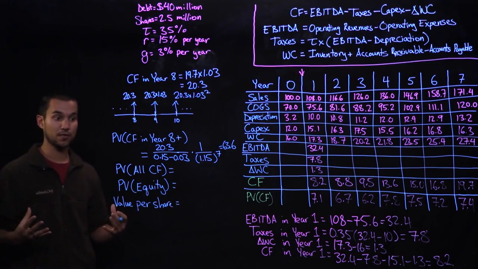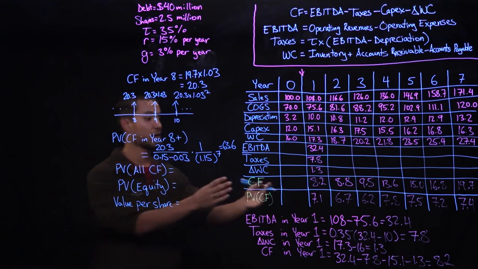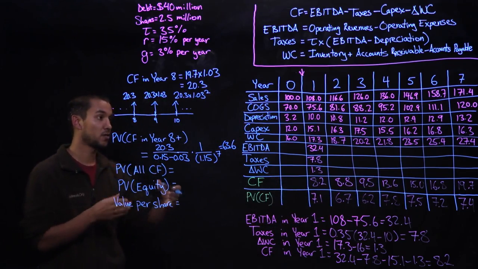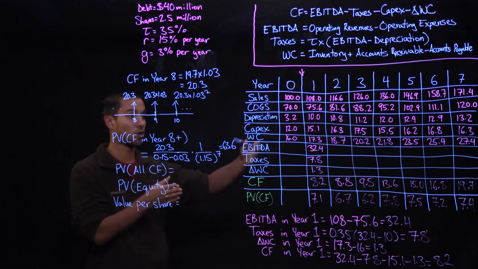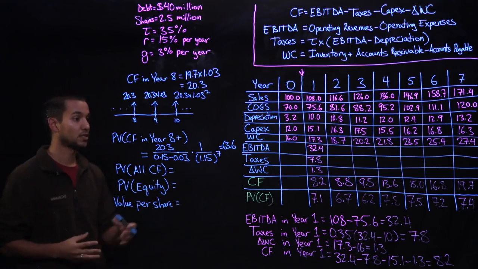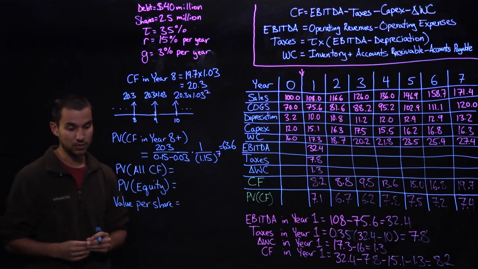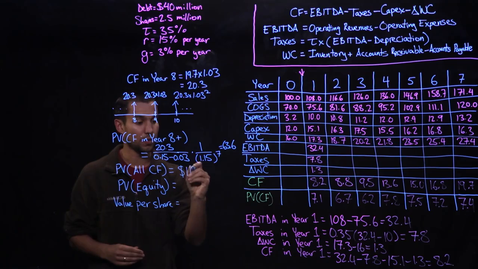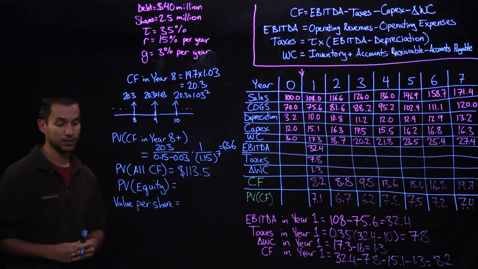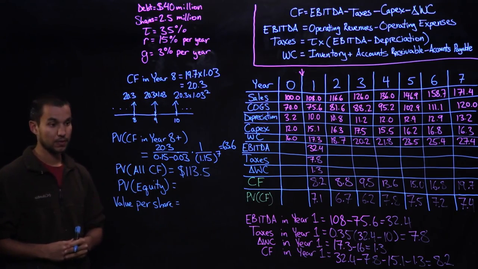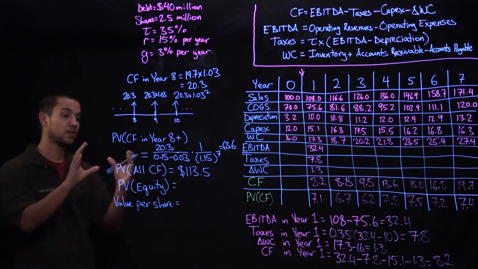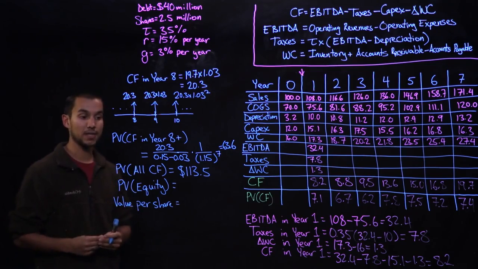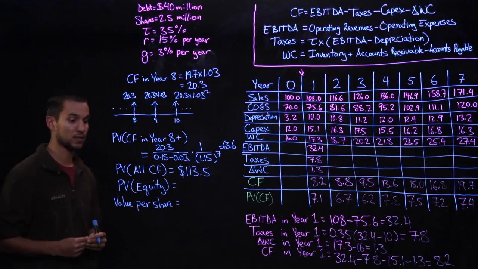And so to get the present value of all our cash flows, we take the present value of our cash flows from years 1 through 7, and we add this horizon value, this value of what we assume these cash flows are going to grow in perpetuity. When we do that, the present value of all our cash flows is equal to $113.5 million. Now, the present value of all our cash flows is the total value of the assets of this company. It's the market value of the assets of the company.